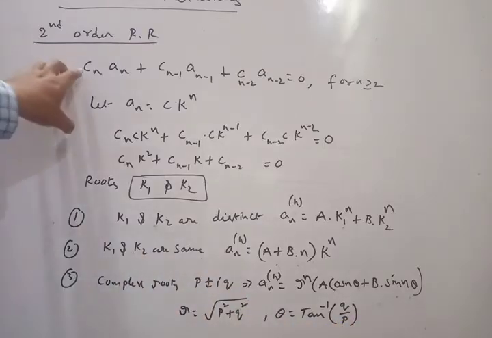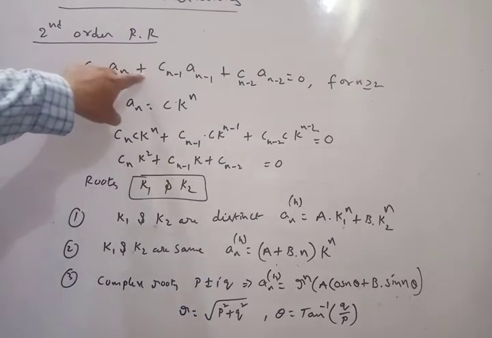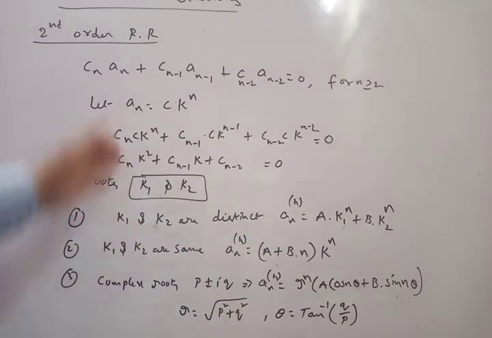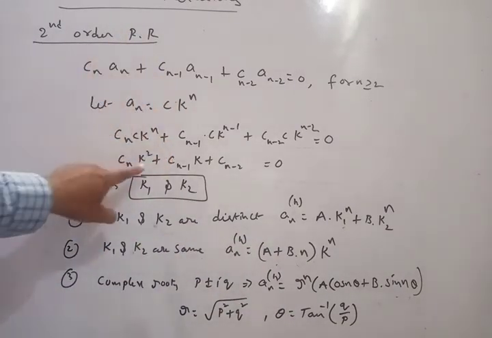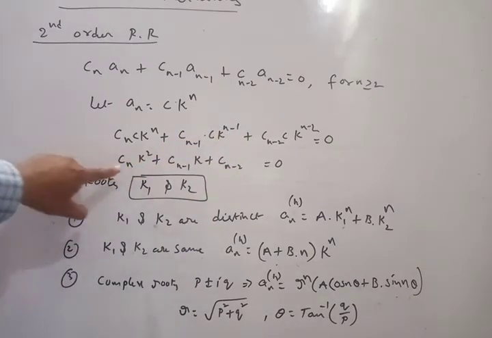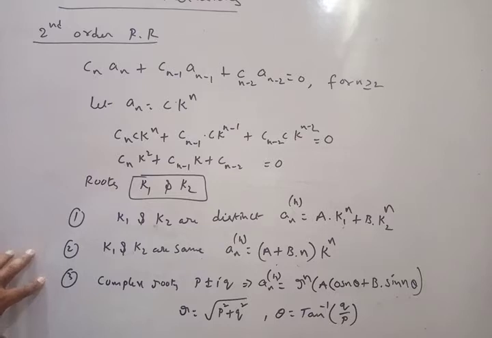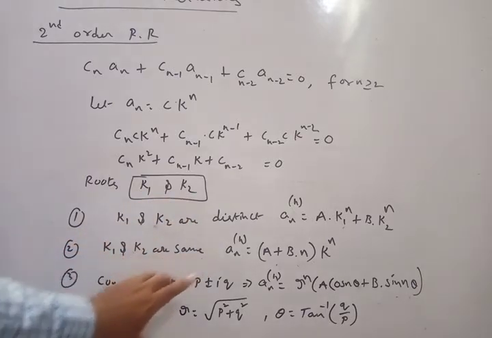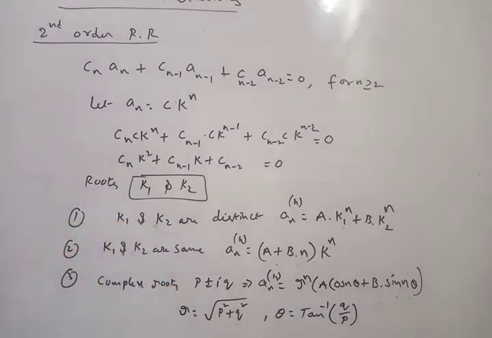Okay, so this is a second order recurrence relation in the form C_n a_n + C_{n-1} a_{n-1} + C_{n-2} a_{n-2}. So how to solve? a_n = c·kⁿ, so it will convert into k² and k⁰. So we get 2 roots over here, and the 2 roots can be these 3 cases: first, the 2 roots are different; second, the 2 roots are same; third, the 2 roots are complex, like alpha ± i beta we used to do. So here I took the p ± iq form, right? So this is the second order recurrence relation, very important.